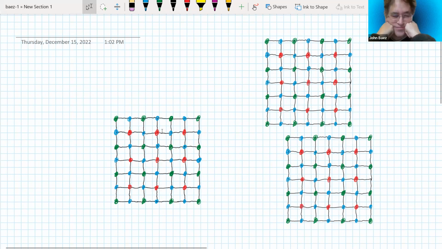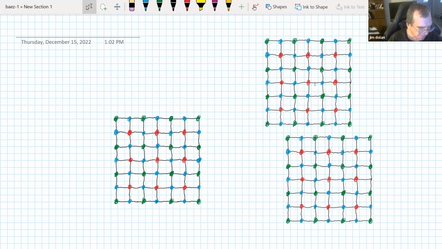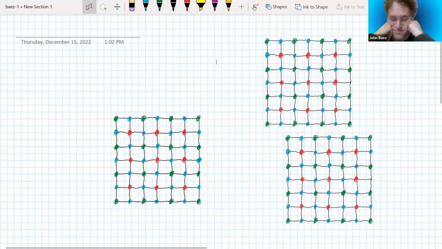So if you just wrap this up in the obvious way into a torus, then you get this 36 lozenge design, a design with 36 lozenges. The lozenges are these fundamental, what do they call those? Fundamental regions, fundamental domains, okay.